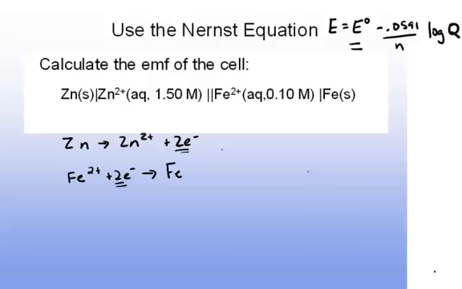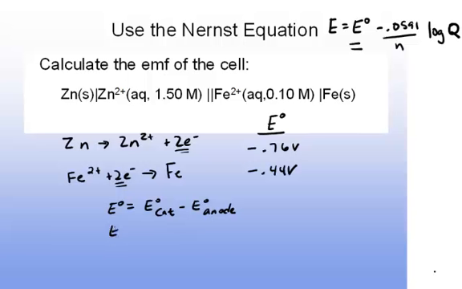We need to look up the standard reduction potentials for these half reactions. And remember, I'm going to write down the reduction potential straight off the table. For zinc, the reduction potential is negative 0.76 volts, and for the iron 2 to iron, it's negative 0.44 volts. So our standard cell potential is equal to the reduction potential at the cathode minus the reduction potential at the anode.